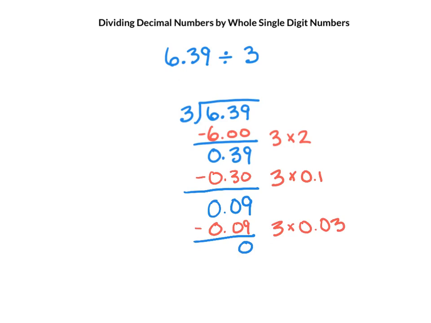And then my last step is to add up all the numbers that I multiplied by the divisor. All the numbers that I multiplied by 3 are added up in order to find my quotient. So that's 2 plus 1/10 plus 3 hundredths, and that gives me 2 and 13 hundredths. So 6 and 39 hundredths divided by 3 is equal to 2 and 13 hundredths.